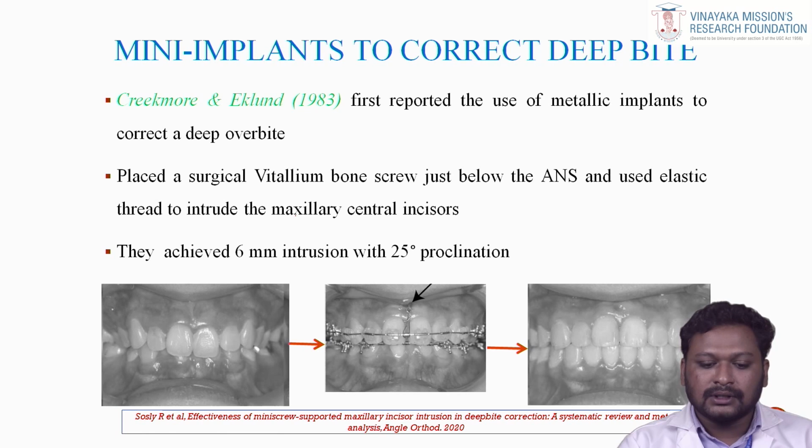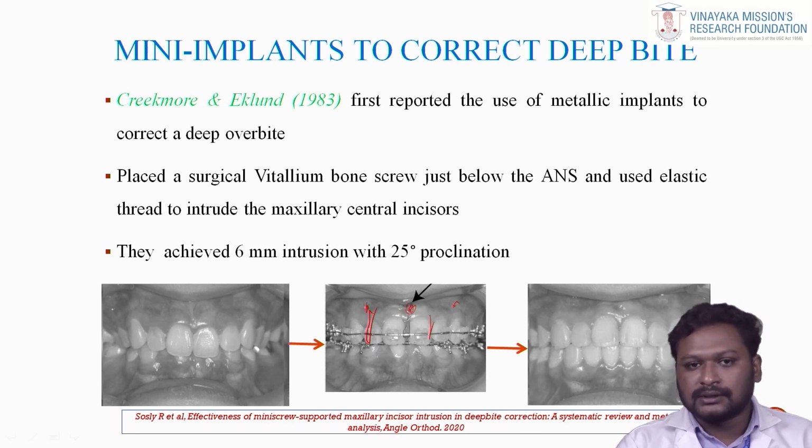Now this is the use of skeletal anchorage system. Skeletal anchorage system was first reported by Creekmore and Eklund. We have to place the implants here in between the incisors, or a single implant can be used, or two implants lateral to the lateral incisor. We can place that, and we can apply a force from here to the anterior segment, that will cause an intrusion of the incisors, anterior segment.